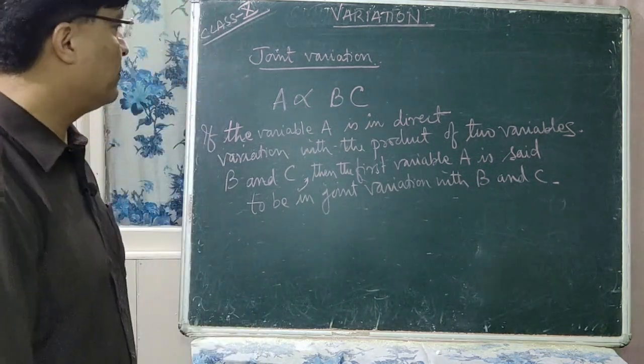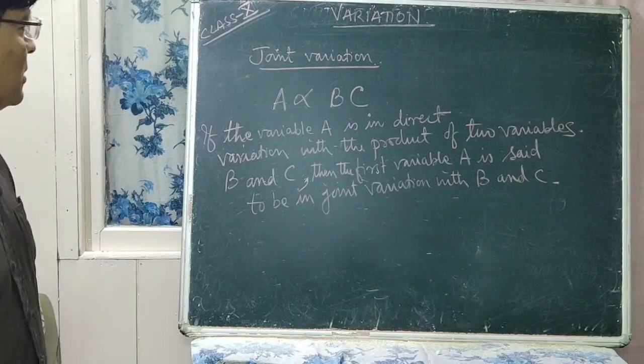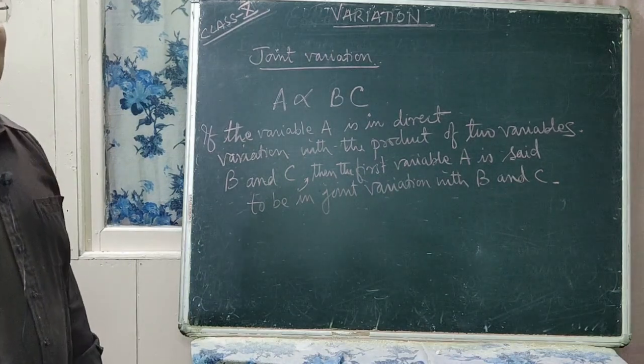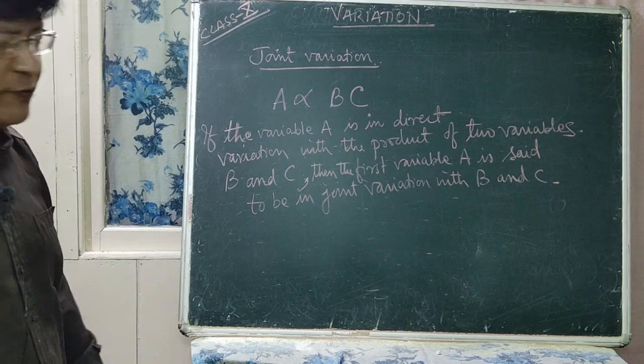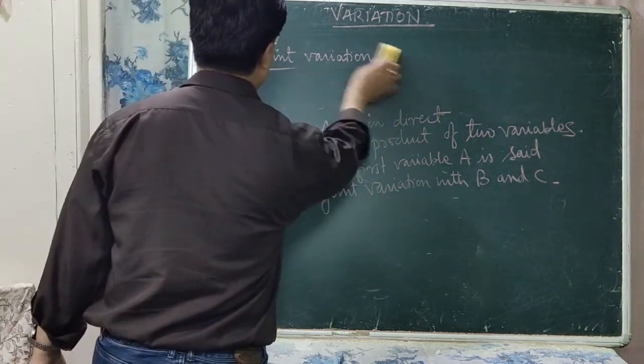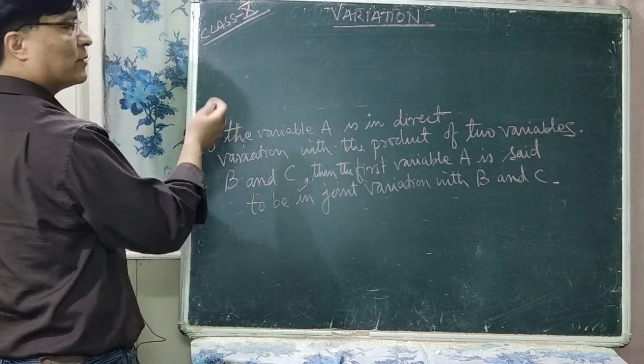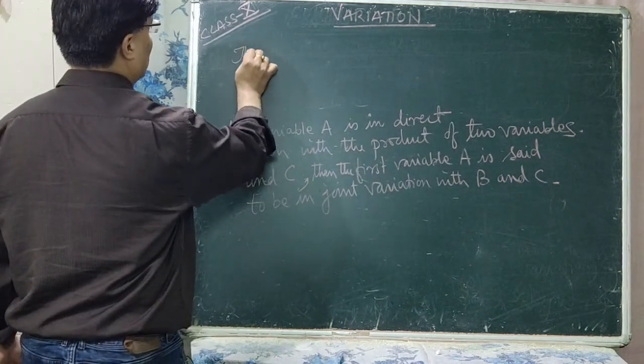So I think you have copied it. You must have finished copying. Now let us do the theorem on joint variation. Only we'll write down the statement. Okay, no proof is required. So let us do the theorem on joint variation. Only you have to write down the statement, okay?